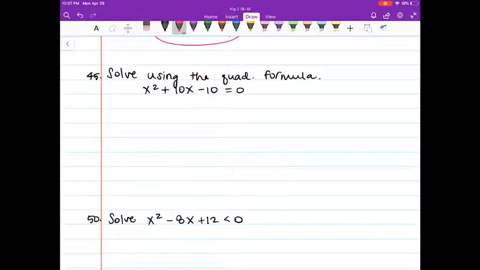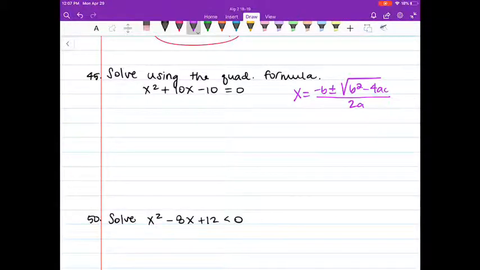And lastly, for problem number 45, this is our last solve the equation problem. And this time they want us to use the quadratic formula. So our quadratic formula, if you haven't had that burned into your memory by now, is negative b plus or minus the square root of b squared minus 4ac all over 2a.